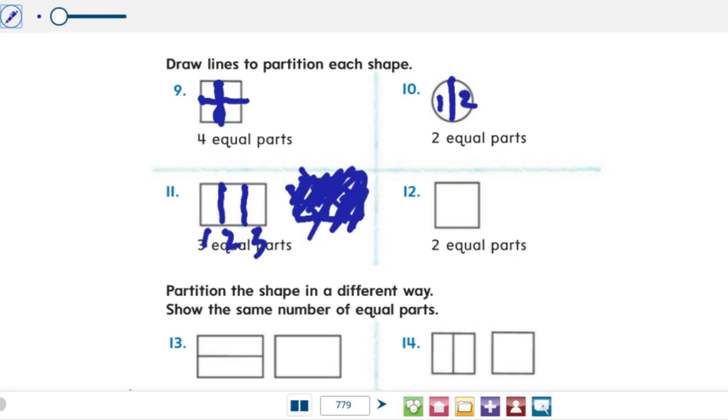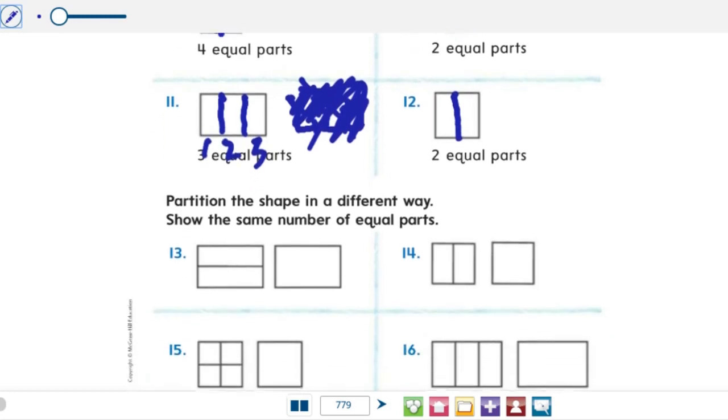For number 12, we want 2 equal parts. You could have done it a variety of different ways. I'm just going to go straight down like that. Maybe you wanted to go left to right. Maybe you wanted to go diagonal. As long as they are 2 equal sizes, that works.